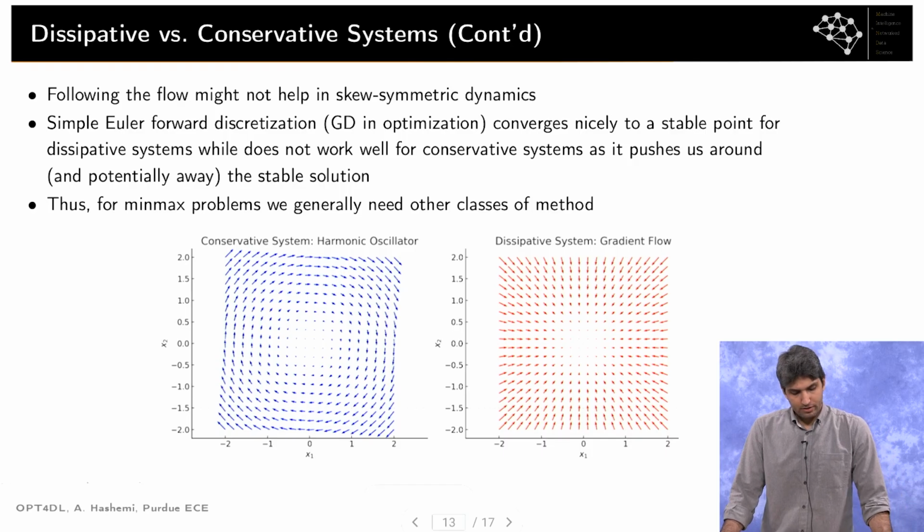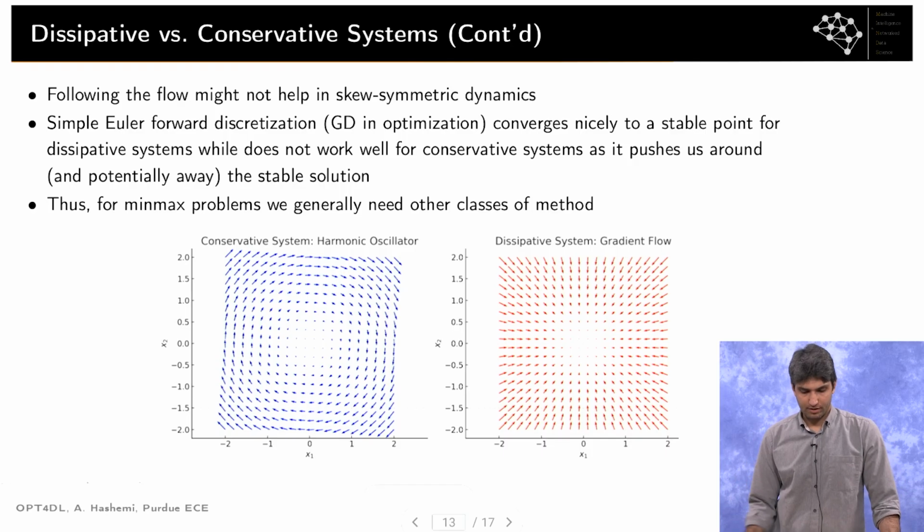That's why simple Euler discretizations, for instance gradient descent that we use in minimization, converge very nicely to a stable point when we have a dissipative system. On the other hand, if you have a conservative system, simple discretization methods such as the Euler method are not going to work well. They're just going to push us around and potentially away from the equilibrium, from the stable point. So generally, for min-max problems, we need a different class of algorithms.